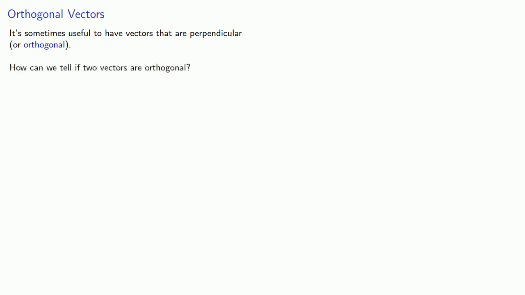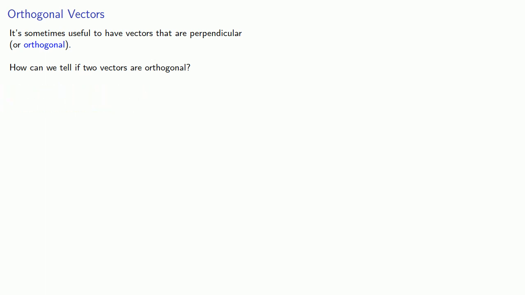Now, we don't really care that much about the angle between two vectors. Well, okay, if you're a physicist, or an engineer, or an astronomer, or a navigator, or anybody else who uses vectors for something practical, you do actually care about the angle. But mathematicians don't really care that much about the angle. Except there are some times when it's useful to have vectors that are perpendicular, or, because we want to generalize this idea, we use the term orthogonal. And so the question you want to ask yourself is, self, how can we tell if two vectors are orthogonal?